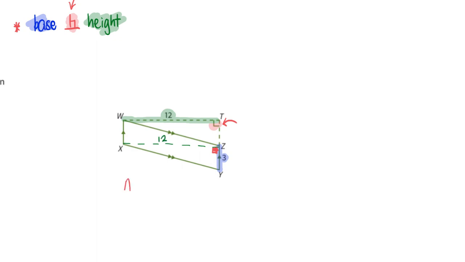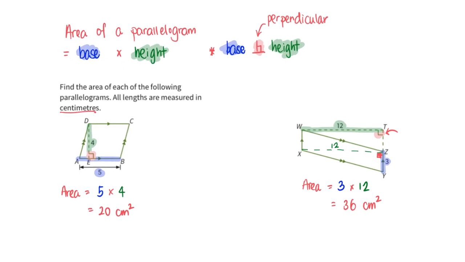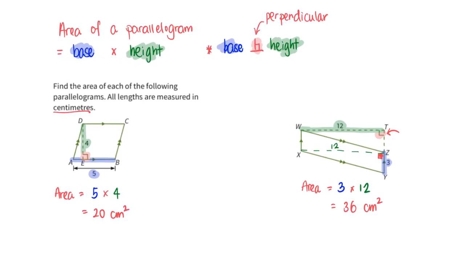So in this case here, the area is therefore equal to the base 3 multiplied by the height 12 to give me 36, in this case cm square. And this video is a quick example of how we apply the formula to find the area of a parallelogram.